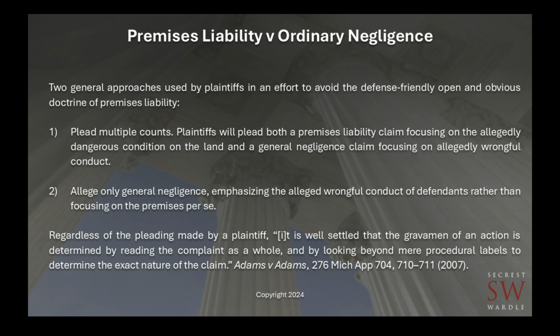Thus, as mentioned previously, in order to get around the defense-friendly open and obvious doctrine of premises liability law, plaintiffs will normally take two general approaches in their pleadings. First, they'll plead multiple counts. Plaintiffs will plead both a premises liability claim focusing on the alleged dangerous condition on the land, and they'll also plead a general negligence claim focusing on the wrongful conduct. And then second, we often see plaintiffs will just allege only the ordinary negligence, emphasizing the alleged wrongful conduct of the defendants rather than focusing on the premises per se.